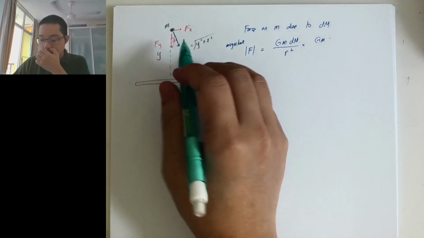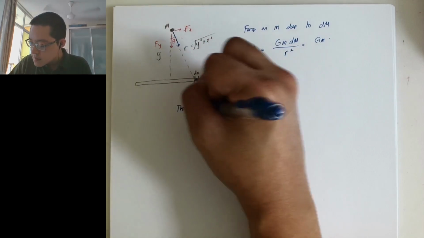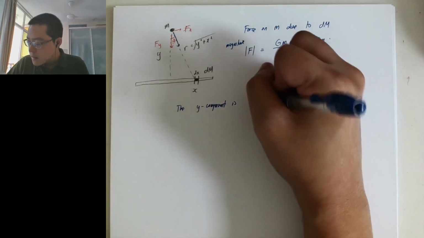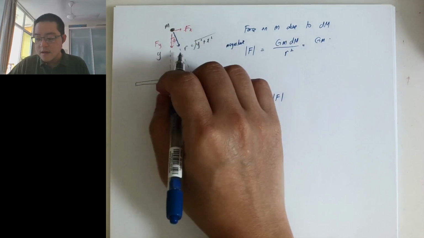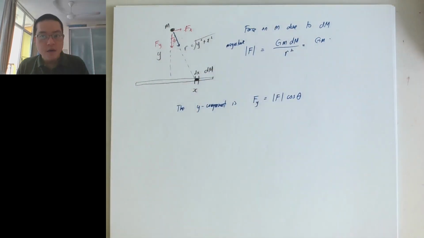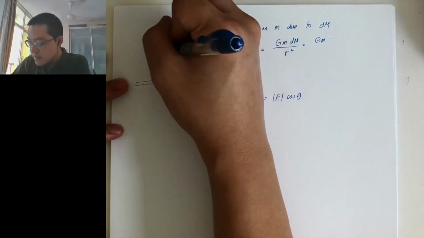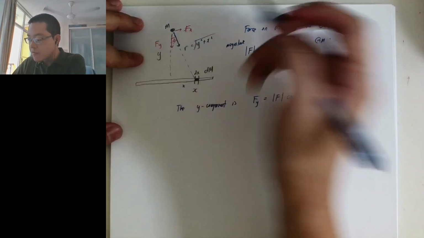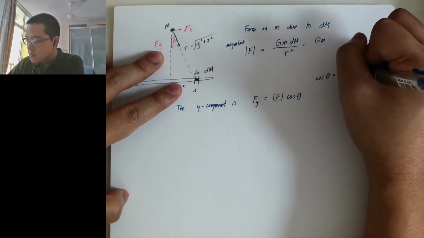So the x component is going to be 0, and then the y component is fy, right? Is the magnitude f, and then cos theta, right? So cos theta. Now you need to be careful. What is cosine theta? Well, this is x, and then this is y, and then this is r. So cos theta is y over r. So cos theta is y over r, am I right?